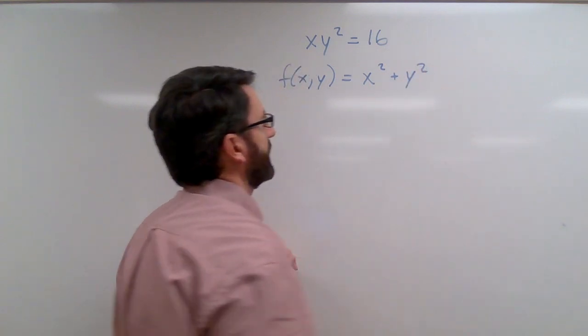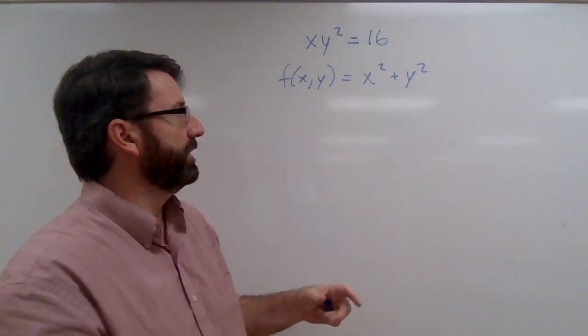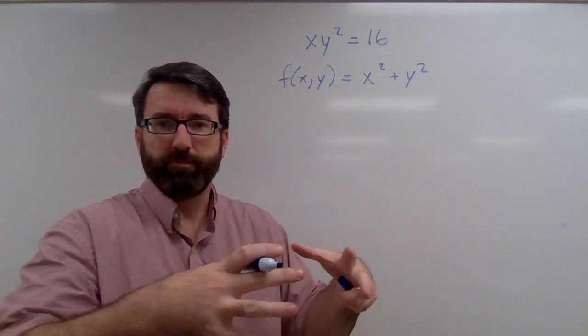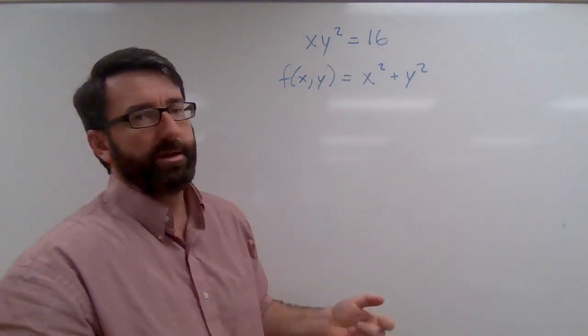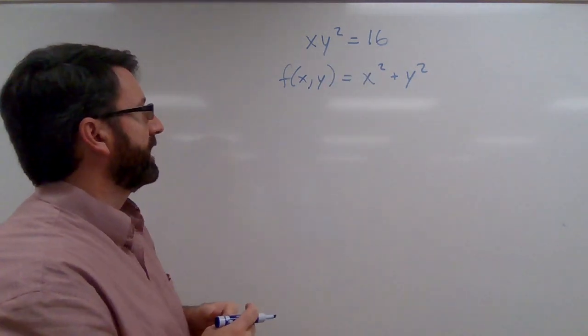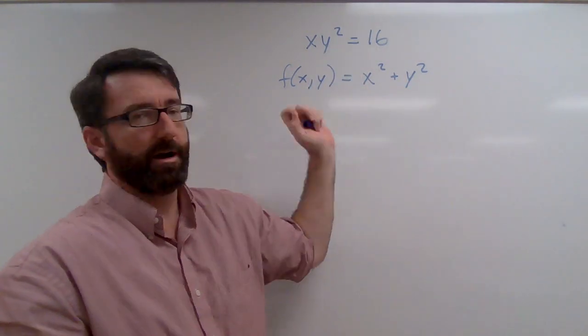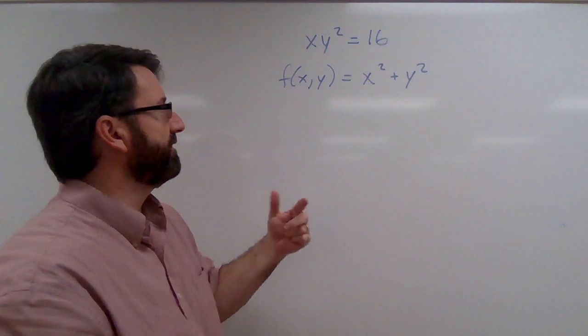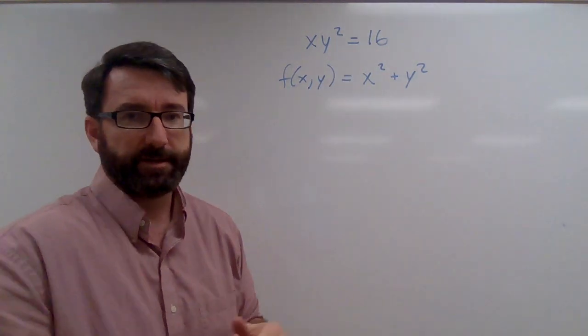So as that sphere expands, this radius would get larger and larger until we bump into our curve. So this is our constraint, and this is our function. So we're trying to find the extreme values of this function subject to this constraint.